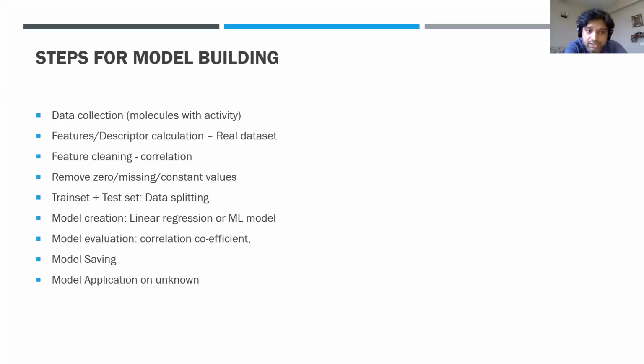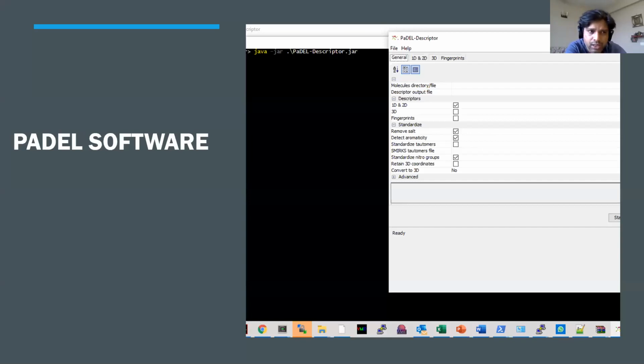One of the models is linear regression, which we will see. And then of course there are machine learning models, so we will design some machine learning models also in the hands-on. Then you evaluate your model, how good your model is, and then you save your model, and later on with a new data set you can use the model and predict the activity. That's how it goes.